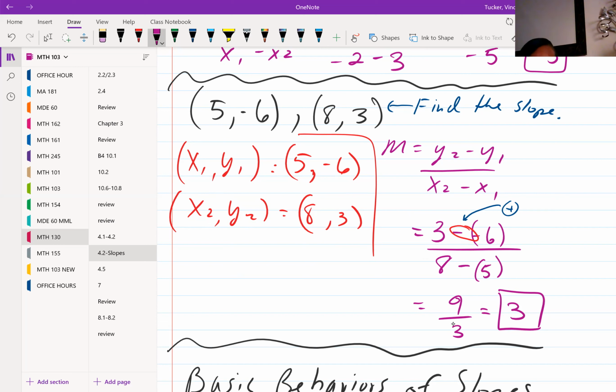Okay. Equals 9 over 3 equals 3. So wait a minute, y2. X is always going to be the first number. That's what I've got to remember. And y is always going to be the second number. Oh, yep. Right there. Yep.